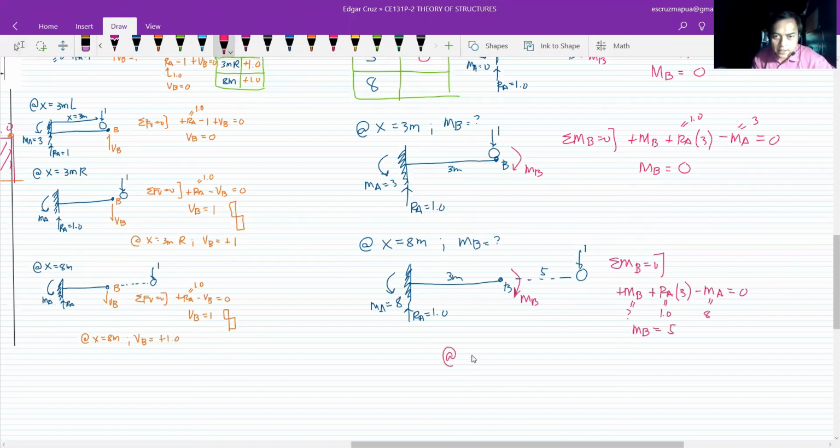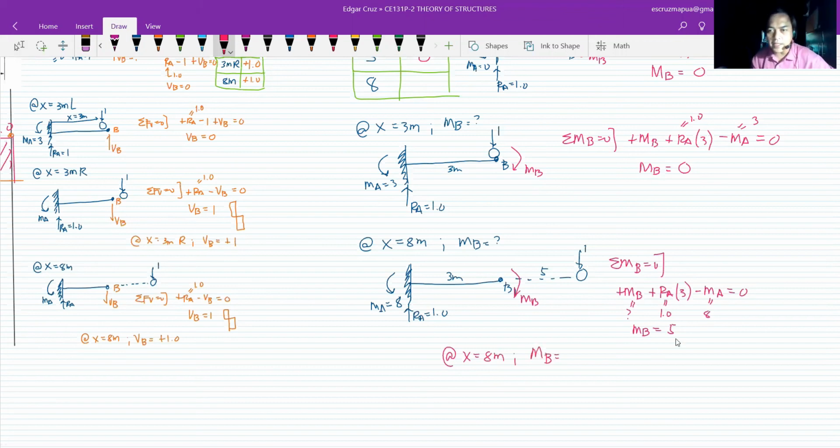Therefore, at x equals 8 meters, ano yung totoong sign ng moment sa B? Okay, yung positive 5 dito, that means tama yung direction natin dito na in-assume, which is clockwise. Clockwise. O, tingnan natin. Ito yung beam. Ito yung cantilever beam, cut segment AB. Tapos ito yung MB. Yung MB natin is clockwise. Clockwise, so anong ginagawa niya dun sa beam sa left segment? Clockwise, so it makes the beam sad face. Therefore, the true sign ng moment sa B would be sad face, negative 5.